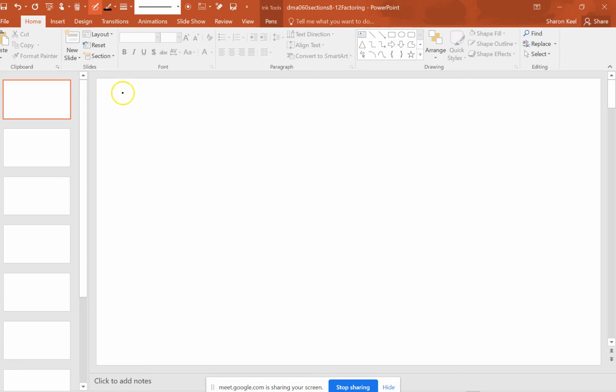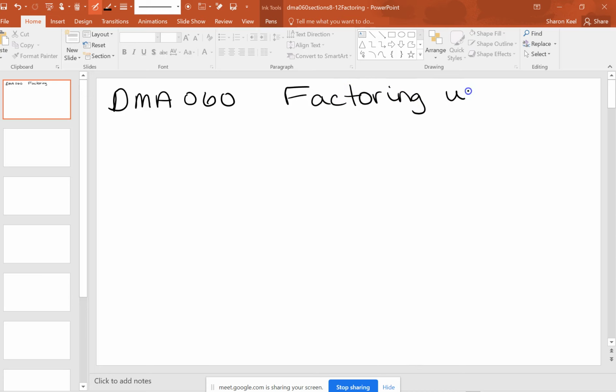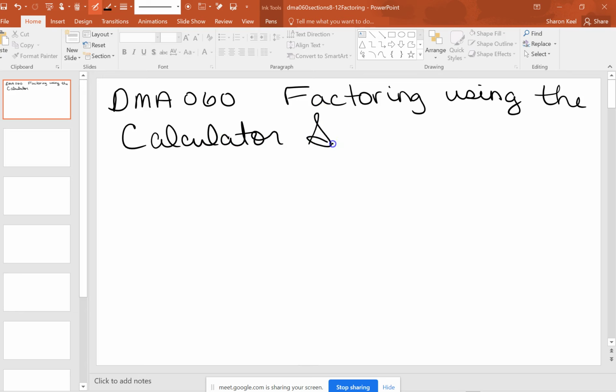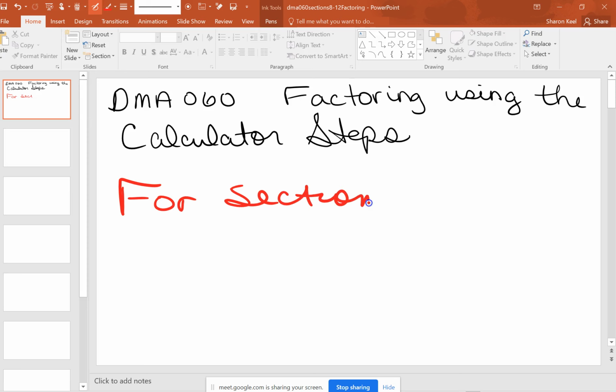Okay, so what I'm going to do is this is DMA 60. And for DMA 60, this is going to be our lecture on factoring using the calculator steps. This particular lecture of information that I'm going to share with you is for sections 9, 10, 11, and 12.